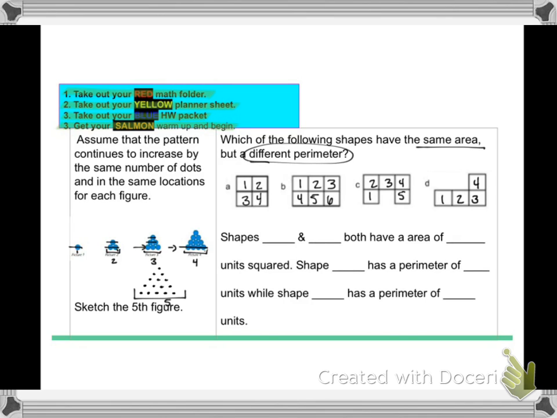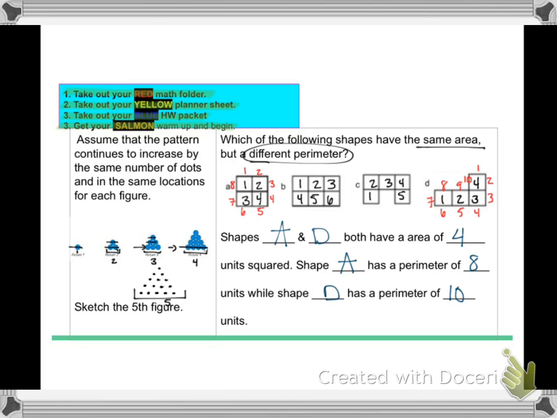I need to make sure they have a different perimeter. In order to do so, I need to count. 1, 2, 3, 4, 5, 6, 7, 8. 1, 2, 3, 4, 5, 6, 7, 8, 9, and 10. So A and D satisfy this question. Shapes A and D both have an area of 4 units squared. Shape A has a perimeter of 8, while shape D has the perimeter of 10.